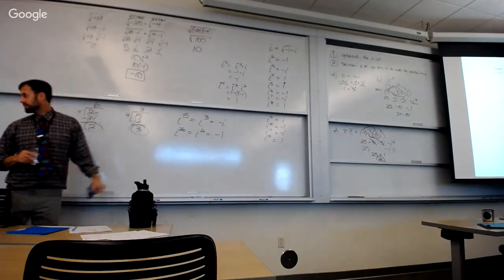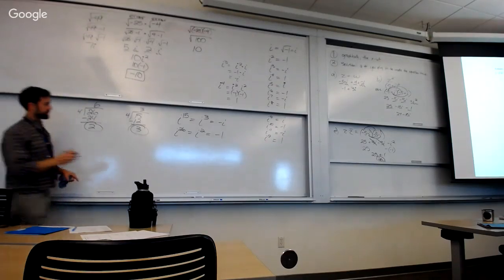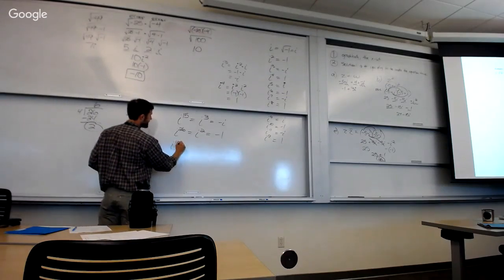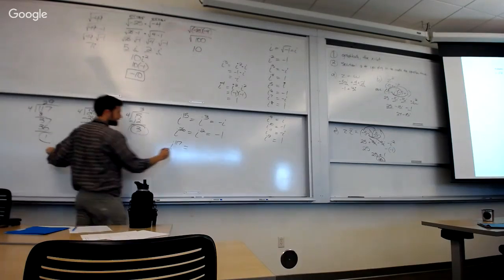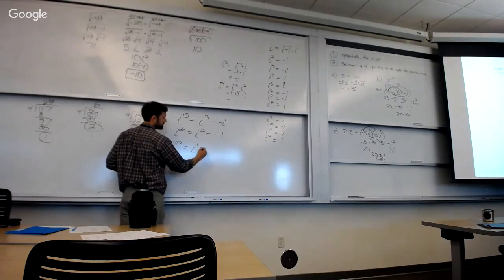Let's try one more. i to the 117th. So what is i to the 117th? You would take 117 divided by 4. So let's see, 4 goes into 11 2 times. That's 8, that's 37. 4 goes into 37 9 times. 9 times 4 is 36. And we have a remainder of 1. So i to the 117th is really equal to i to the 1st, which is just i.